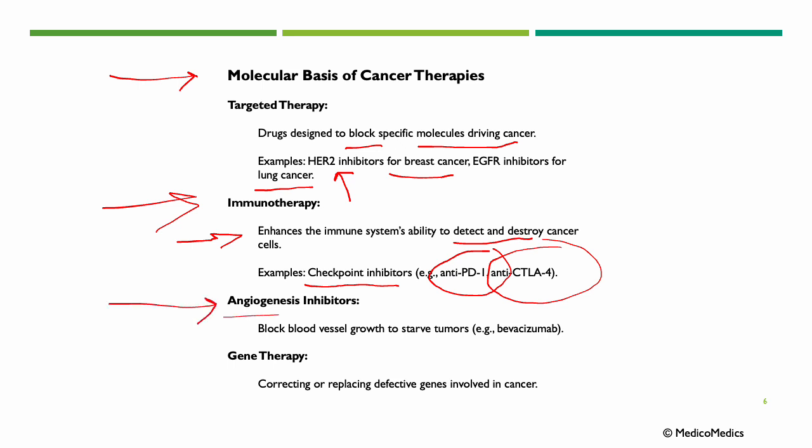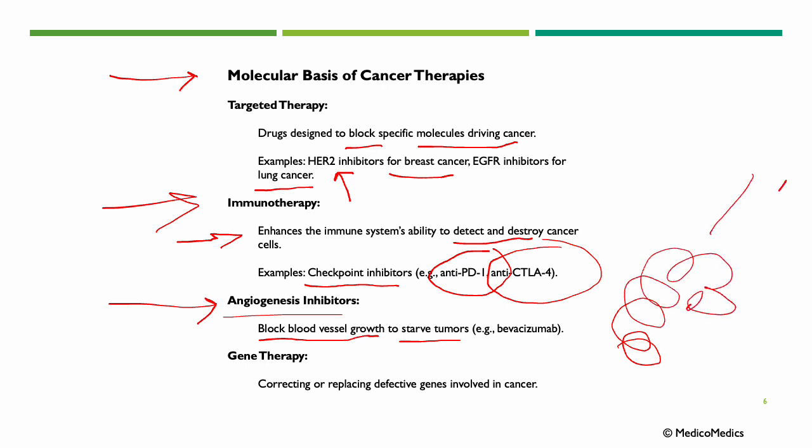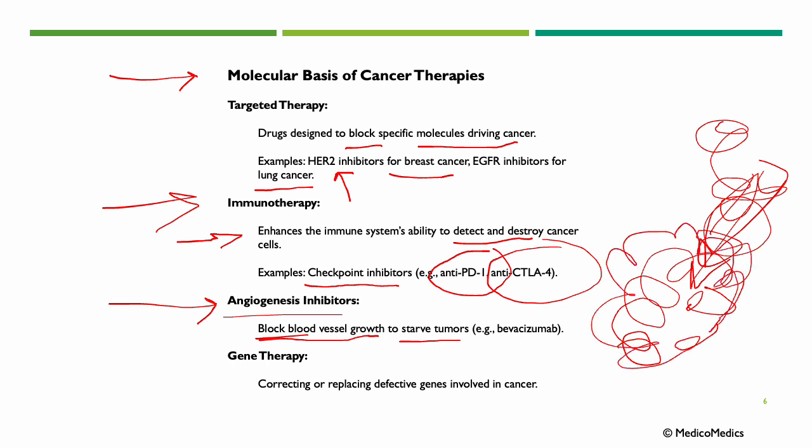Another is angiogenesis inhibitors, where we block blood vessel growth to starve the tumor. Remember, once the tumor begins to grow enough, it now needs blood supply to get nutrients to continue growing. But what we do is we block this from happening. So we let the tumor starve. We also have gene therapy, so correcting or replacing defective genes involved in cancer.